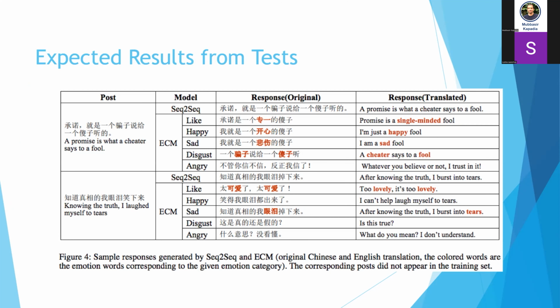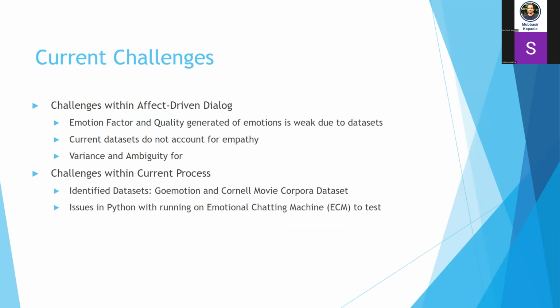The reason I show expected results is some of the current challenges I'm having. I was testing it earlier and came into some issues with using different languages that I'm not super familiar with. Basically just running it itself was taking a significant amount of time, which I would be ironing out this week. But some general challenges with affect-driven dialogue are that emotion factor and quality of generated emotions is typically weak due to the data sets being used.